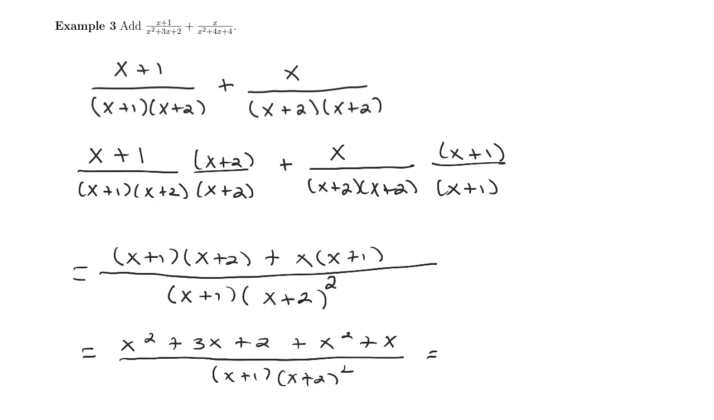And that gives me 2x squared plus 4x plus 2 all over x plus 1 times x plus 2 squared. I'll leave my answer like this. I mean, the real goal is to express it as just one fraction, and we just need a common denominator to do that.